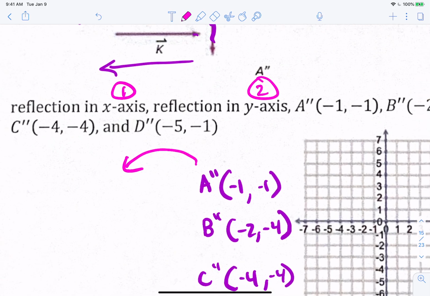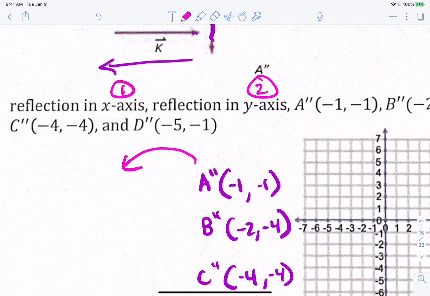Okay, I'm going to say that again. The first thing that we're doing is reflecting across the x-axis, then the y-axis. So if I'm going back the other direction, I've got to do the opposite. The negative. Guys, y-axis first. Okay? Good for you.